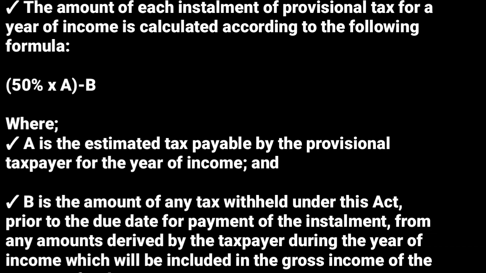So in case the taxpayer has paid any tax at the source, that tax is supposed to be subtracted. A is the estimated tax payable. You pay 50% of it in one installment, and then the other 50% will be paid in the next installment. So it's 50% times (A minus B).